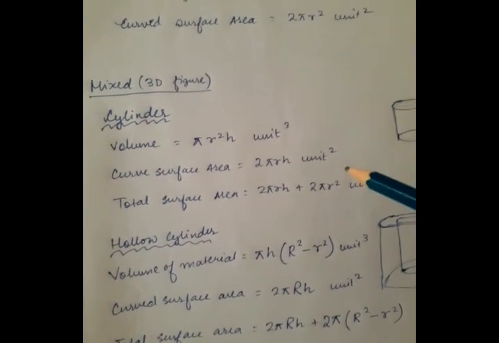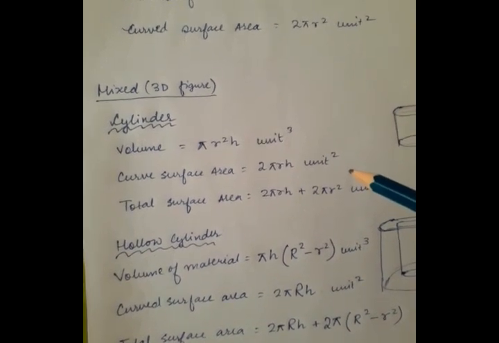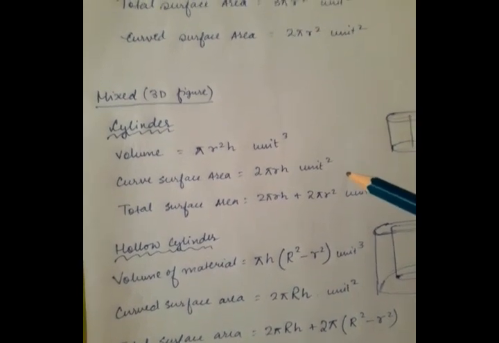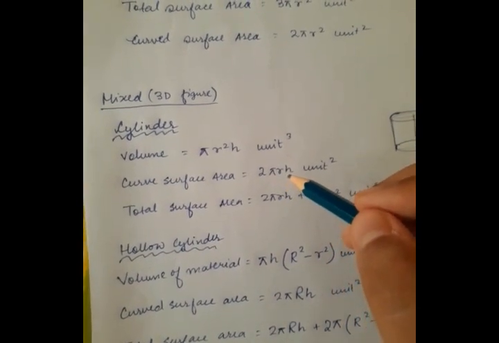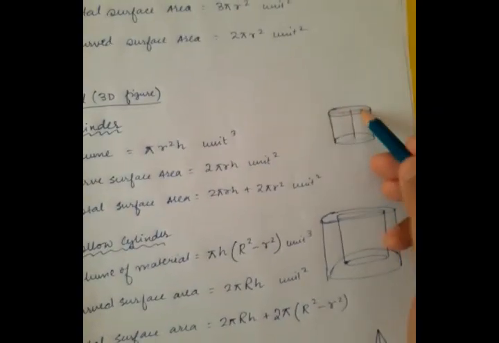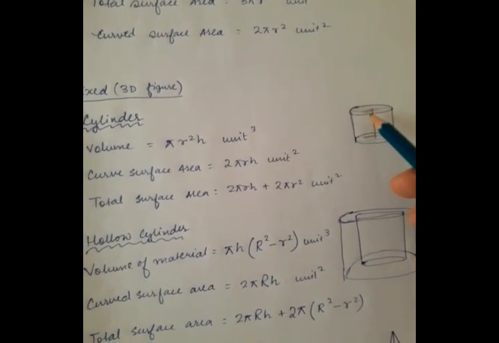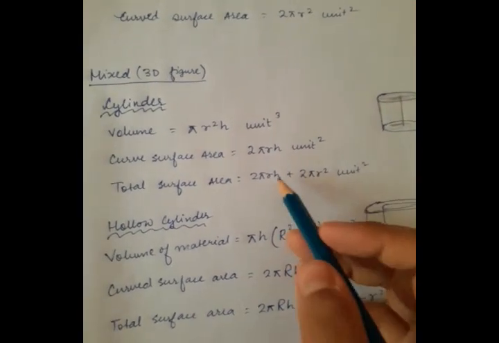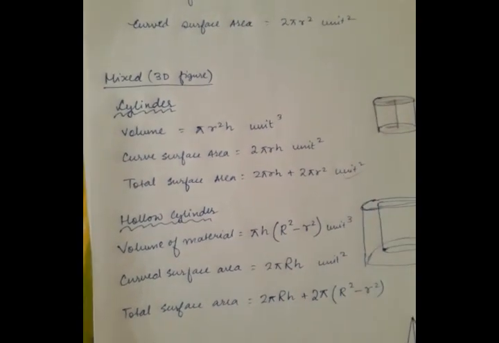Earlier, just remember the cuboid, the area of 4 walls, there was 2 into (L plus B) into h, that is perimeter into height, and here also the perimeter into height, the curved surface area. And for total surface area, we have to add the base as well as the upper part of the circle, that is pi r square plus pi r square along with the 2 pi r h, that is 2 pi r h plus 2 pi r square unit square. That is the total surface area.